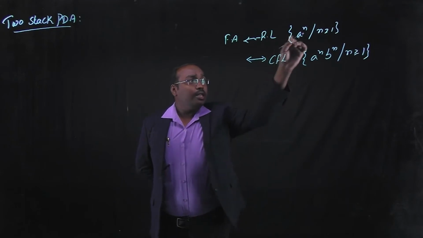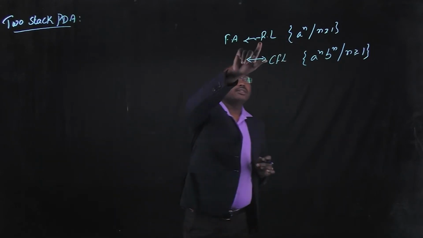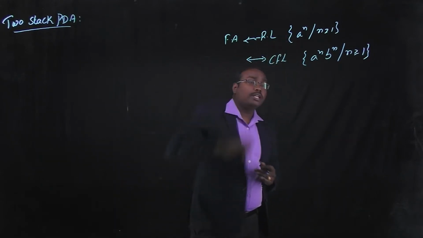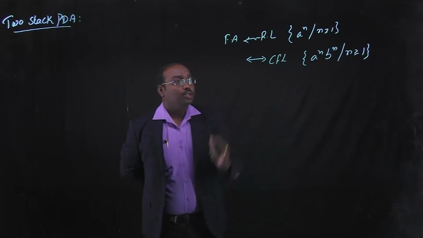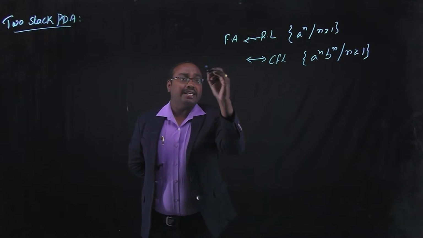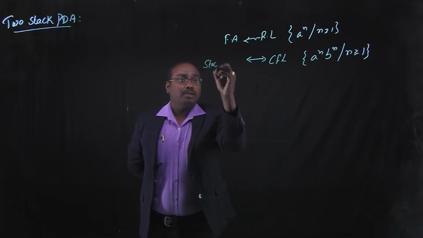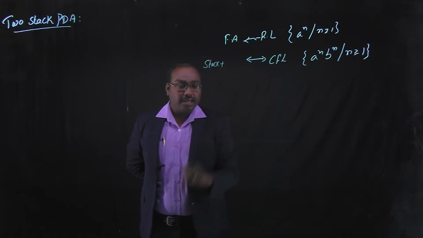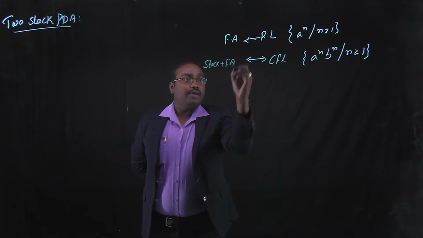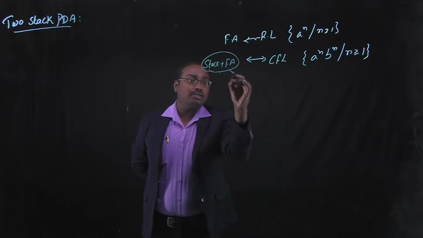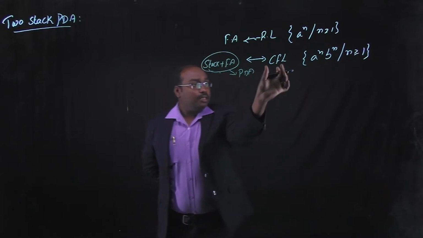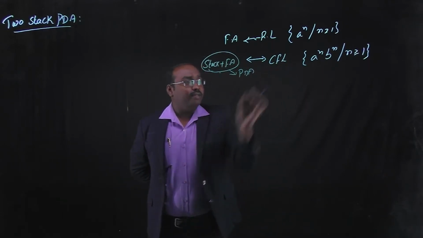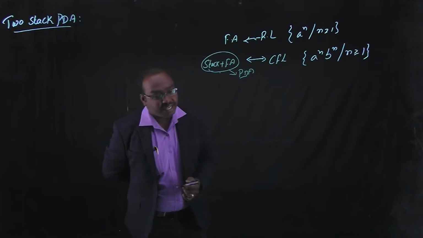In regular languages, we can accept only one input type, but here we must handle different types of inputs. For that purpose, we add one auxiliary memory, that means a stack, to the finite automata. This machine is called a PDA. So for accepting context-free languages, we use the PDA machine.